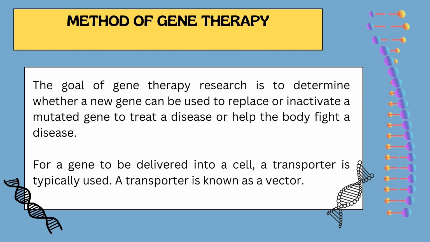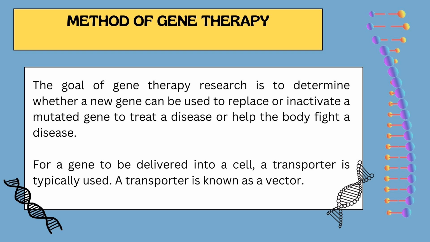For a gene to be delivered into a cell, a transporter is typically used. A transporter is known as a vector. So, the transporter is also known as the vector, which introduces the new gene into a cell. A delivery system is necessary, and this delivery system is called a vector.